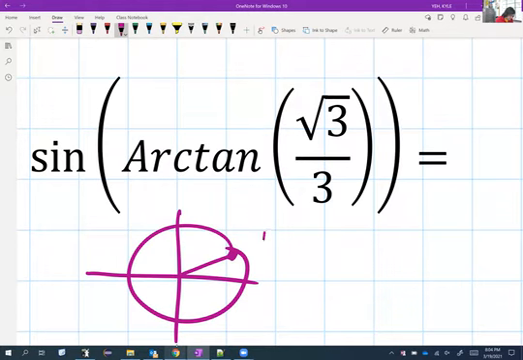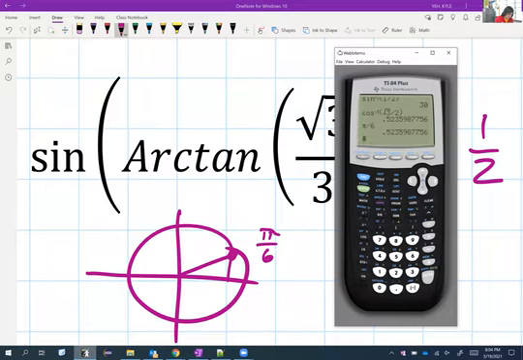So what is sine of that? Again, pi over 6. It won't always be pi over 6, but the first 3 examples I chose were all like this. Sine of pi over 6 is the y coordinate. Should just be 1/2. And again, we can check this in a calculator. Sine of inverse tan of root 3 over 3, 0.5, 1/2.